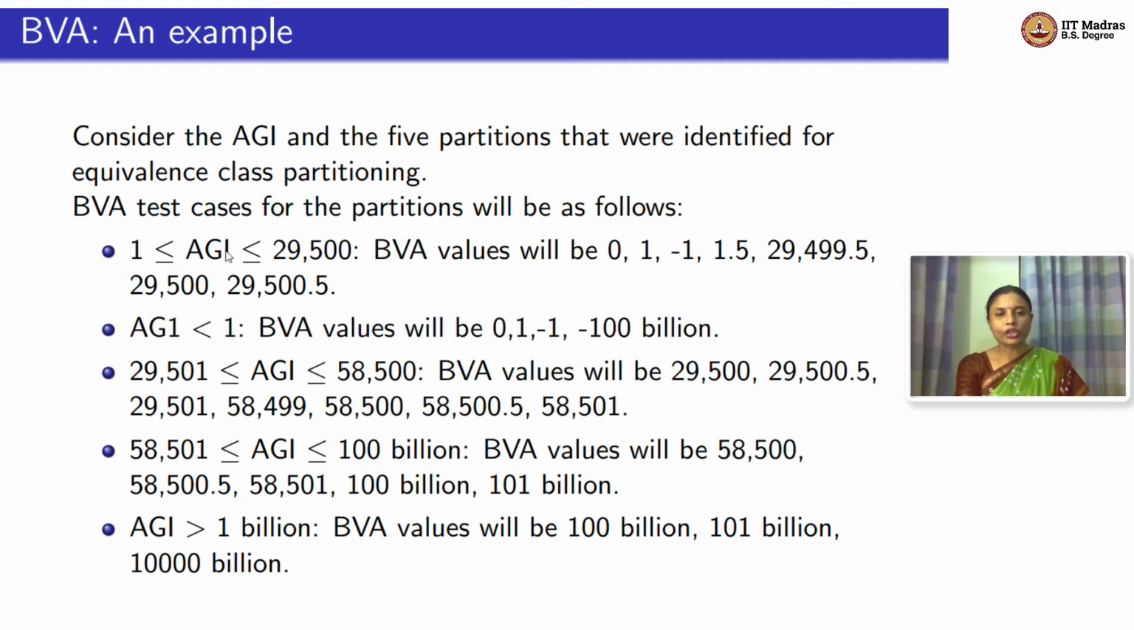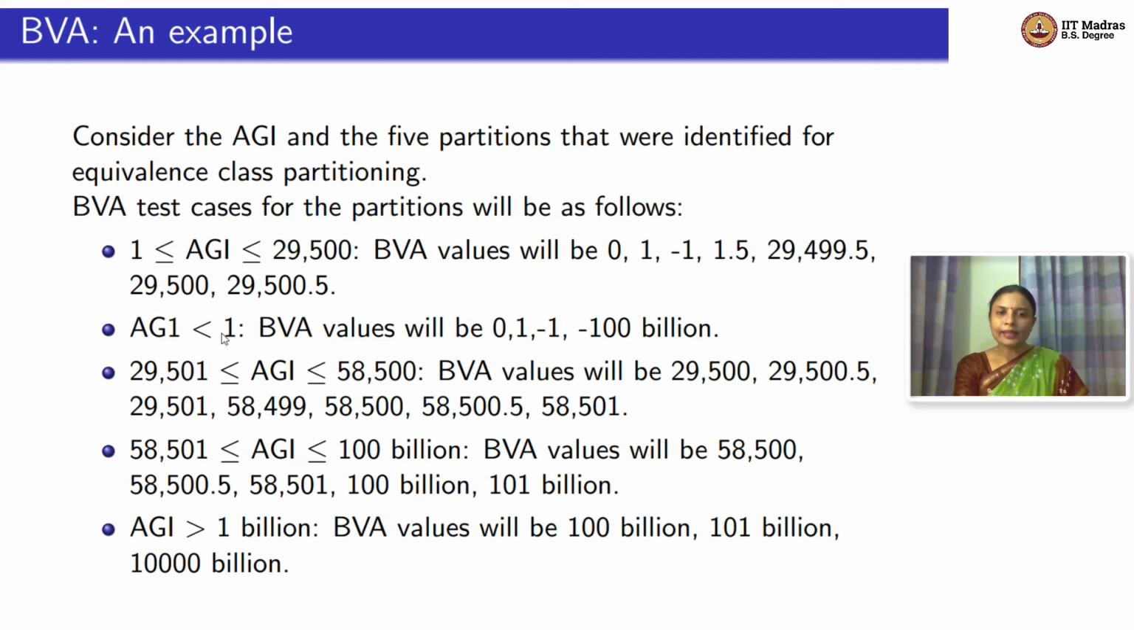For the first partition, that is adjusted gross income between 1 and 29,500, boundary value analysis test cases could be 0, 1, -1. This is practically not possible, but the software should still handle it by giving an exception appropriately. 1.5, 29,499.5, 29,500 exact. And as I told earlier, 29,500.5. What will happen in this case?